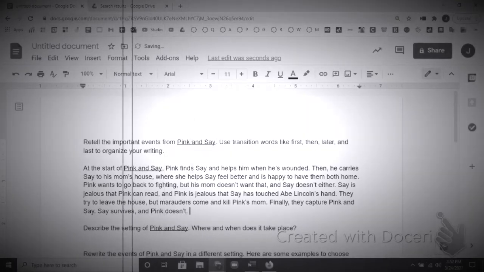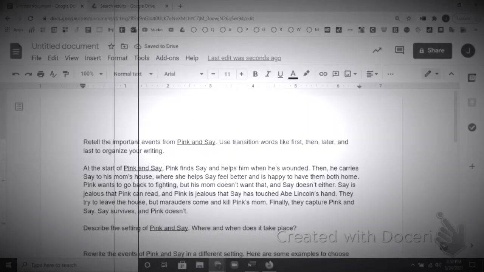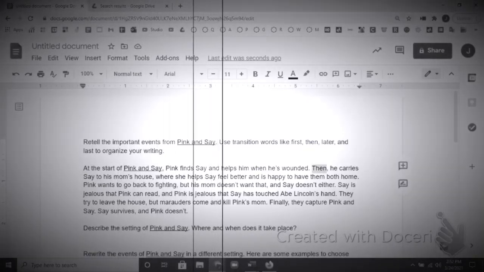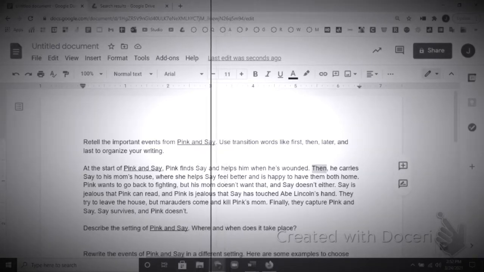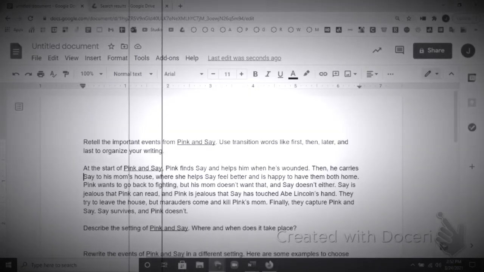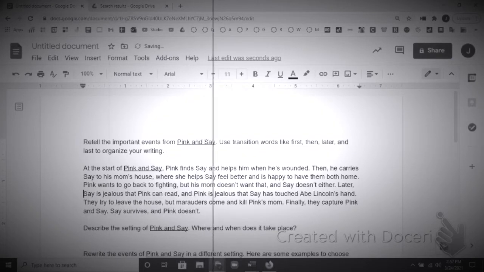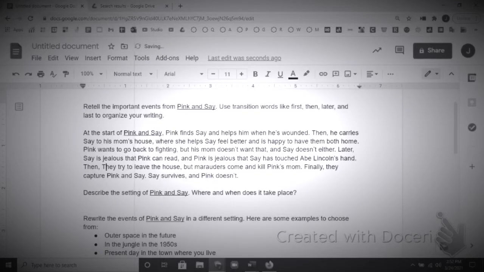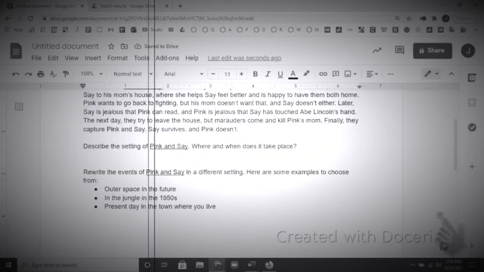Alright, let's see if I did what I was supposed to do. Did I retell the important events? I think so. Did I use transition words? At the start, then... I didn't use any transition words in the middle. It might be good to try to add some of those. Let's put later, comma, Say is jealous. And maybe then they try to leave. How about the next day? Okay. So there's the beginning of my model.